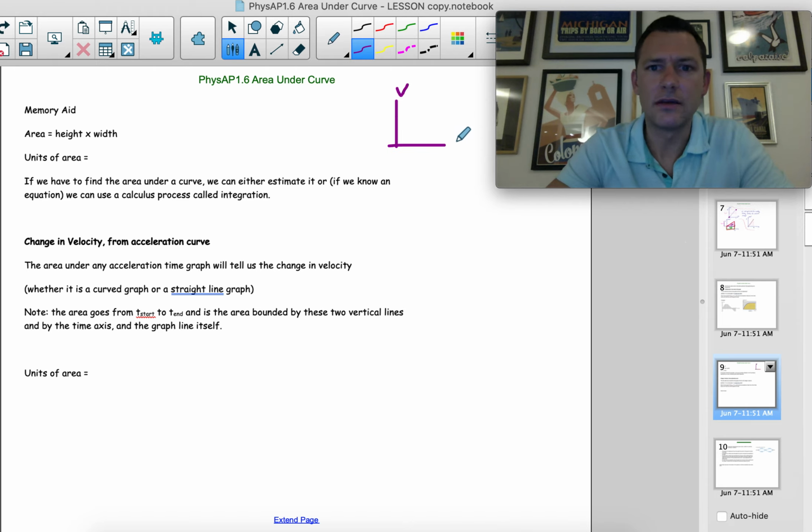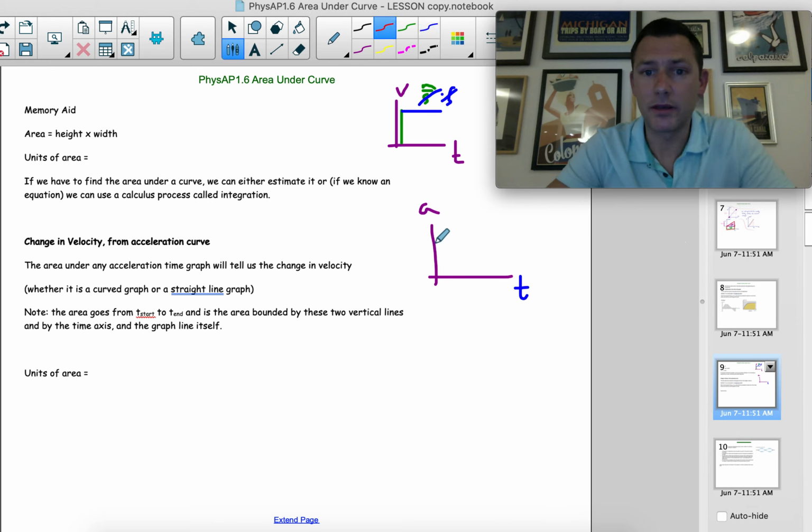In a VT, velocity time graph, the height is going to be velocity, so meters per second. And when you multiply that by the width, which is time, right? So seconds, and the seconds cancel out, leaving your meters. The exact same thing goes if you're looking at an acceleration over time graph. The area can find you velocity.